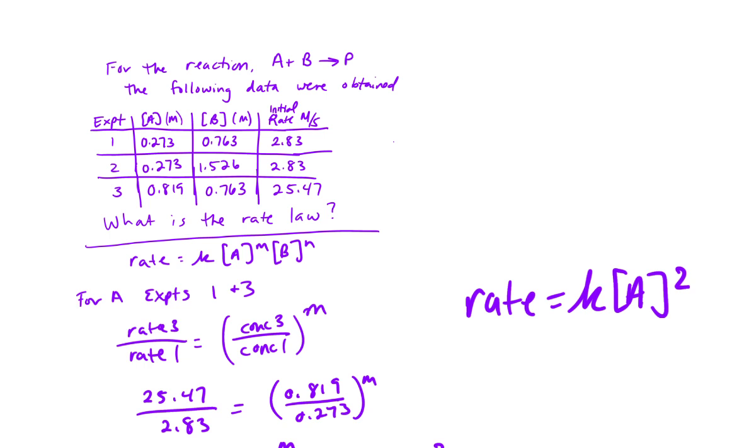For determining the order with respect to B, I chose experiments 1 and 2 because the concentration of A didn't change. Yes, and we want the concentration of B to change.